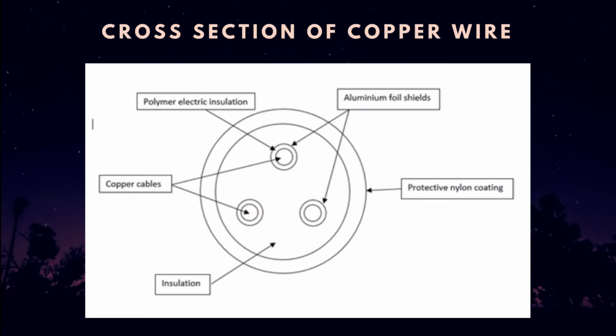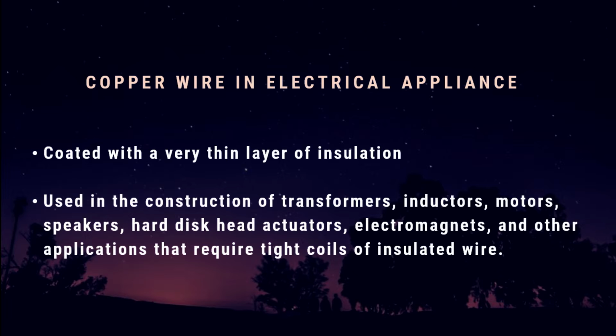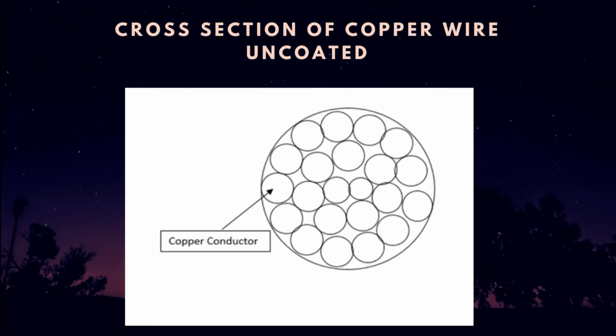Next is the cross section of copper wire. As you can see, this is an insulated copper wire coated with a very thin layer of insulation, such as rubber or polymer. It is used in construction of transformers, inductors, motors, speakers, hard disks, heat actuators, electromagnets, and other applications that require tight coils of insulated wire. The second figure is a cross-section of copper wire that is uncoated.